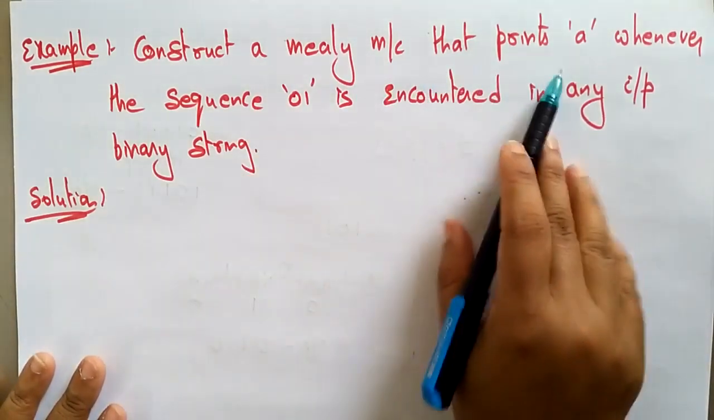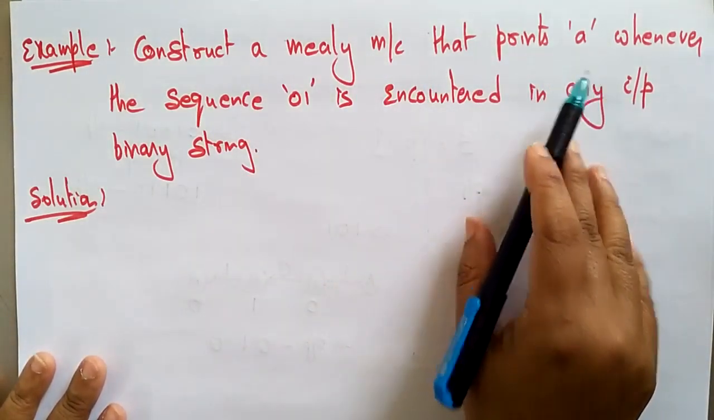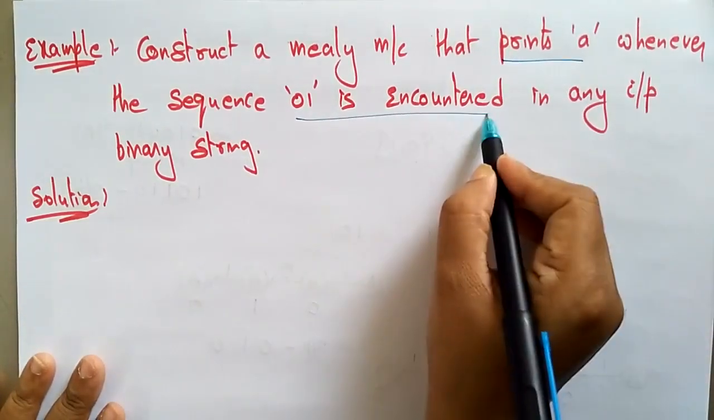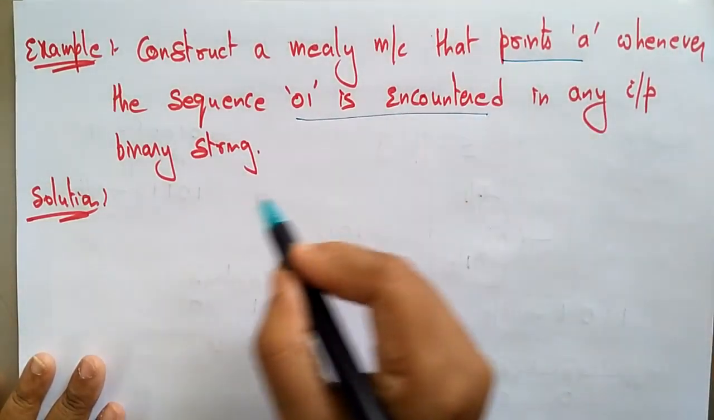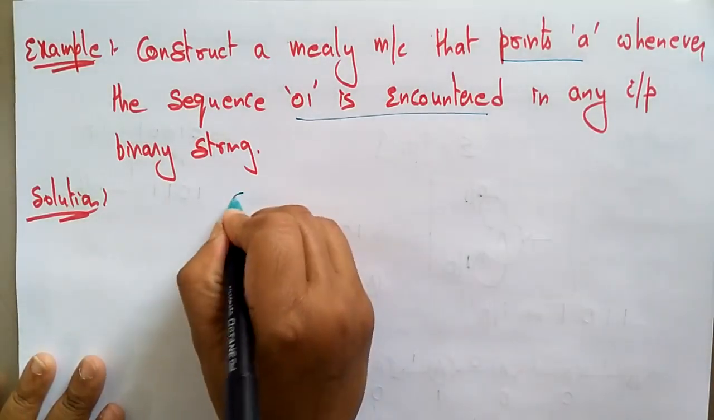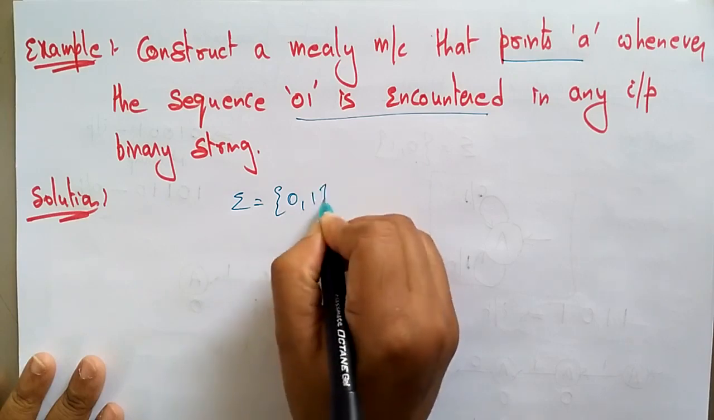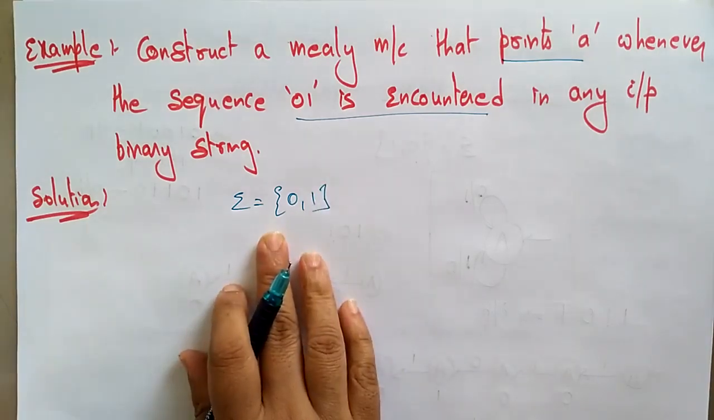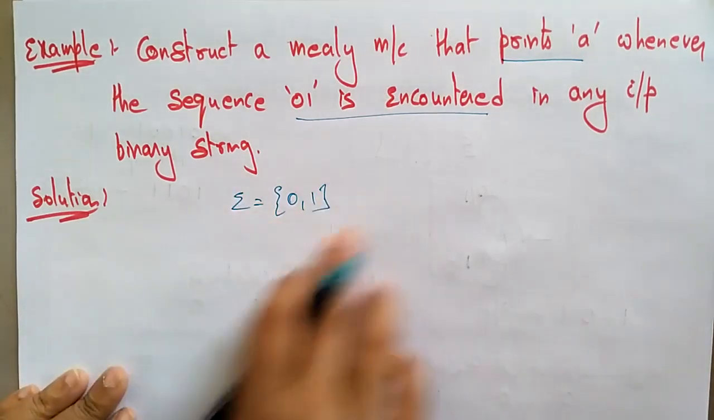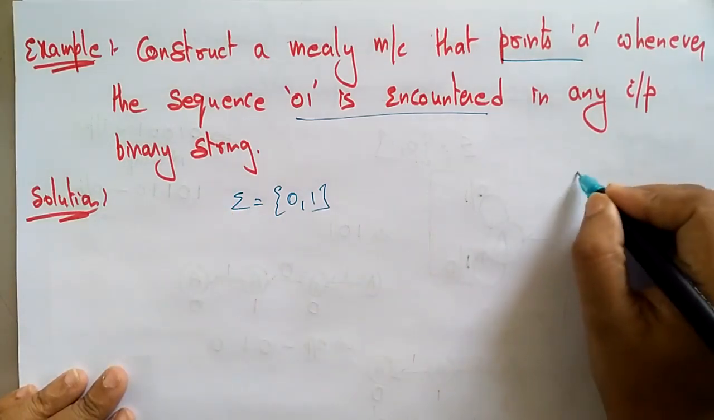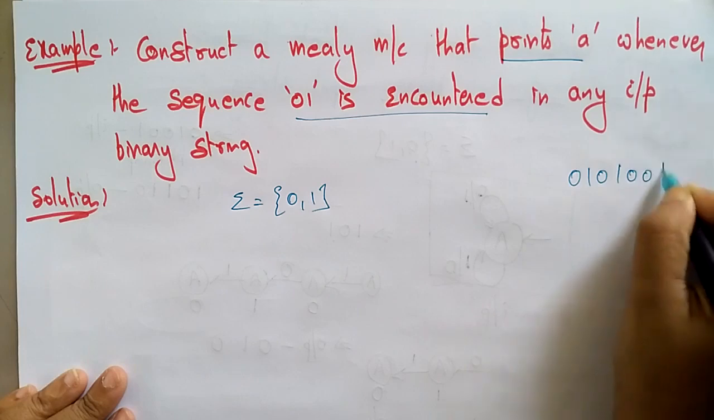Construct a Mealy machine that prints A whenever the sequence 01 is encountered in any input binary string. So any input binary string means it should be made of 0 and 1. Whatever the input binary string, this is an input alphabet. The input they are giving is a string, whatever string we take.